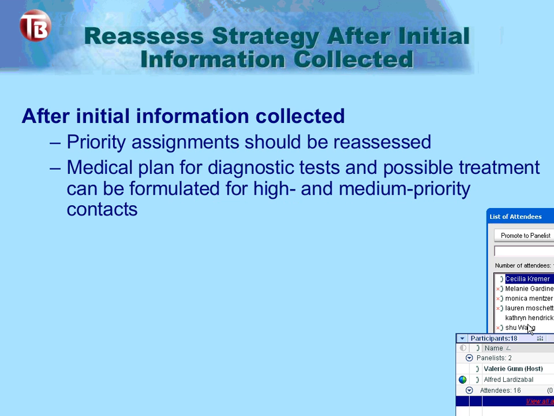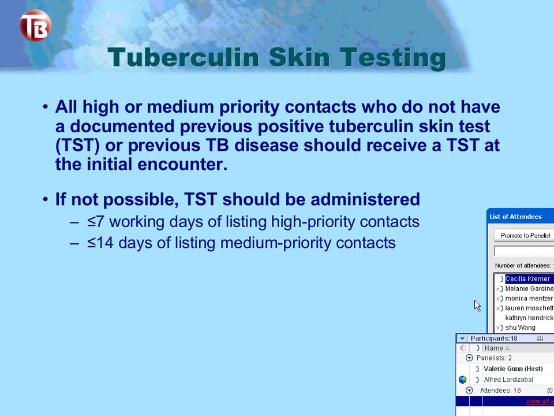Oftentimes, after initial information is collected, reassessment may need to be done, and rearrangement of the prioritization of the patients might occur. All patients who are considered high or medium priority contacts and do not have a previous documented skin test should receive a tuberculin skin test on the initial encounter if possible. If this is not possible, the skin test should be administered ideally within the first week for the high priority contacts or within the first 2 weeks for medium priority contacts.